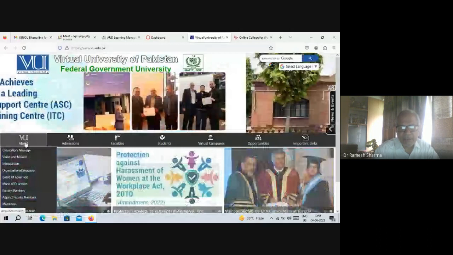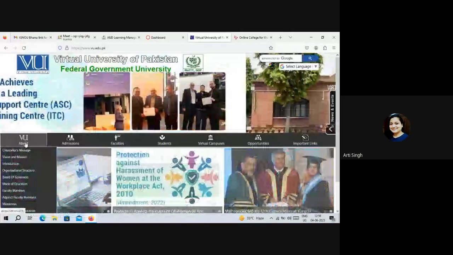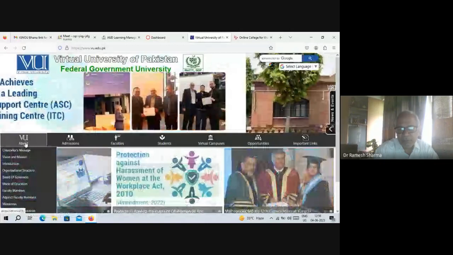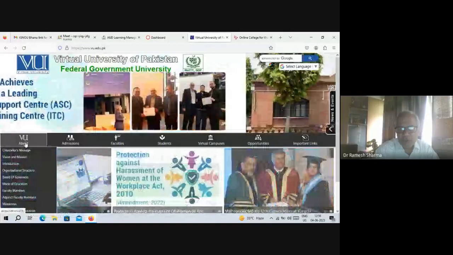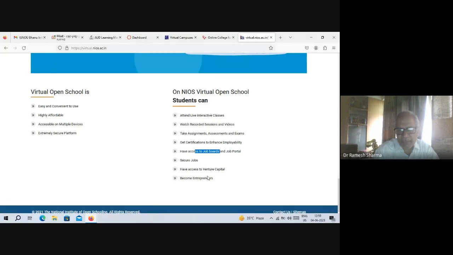It is an online learning platform with a mission to enable access to affordable world-class education, to enhance learning outcomes and to prepare students to face the challenges of the digital age. This is right there in Noida, the virtual school. The students can access live classes, they can access recorded classes, they can take assignments, certification, access to a job portal, like that.